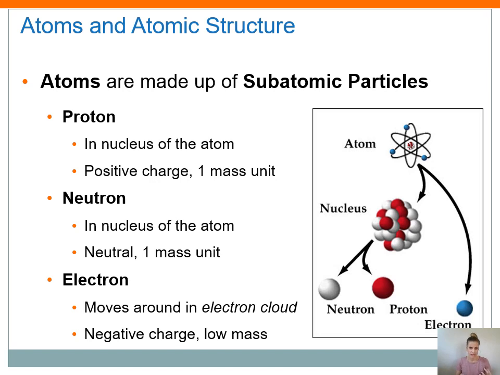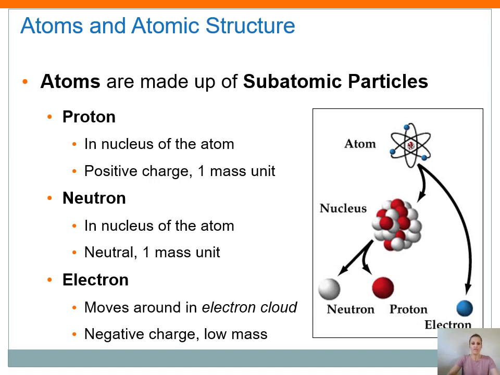They have some mass. Neutrons are neutral. What neutral means is no charge. So they're not positively charged, they're not negatively charged. They're neutral, hence the term neutron. But they do have some mass to them. They do have some weight. Every neutron contributes 1 mass unit to the atom.